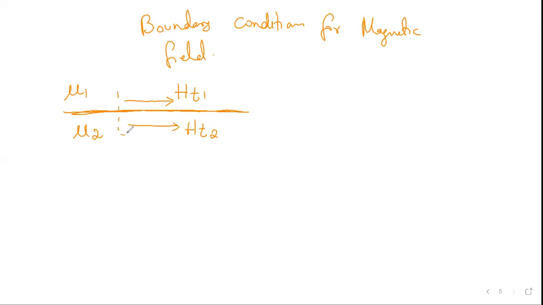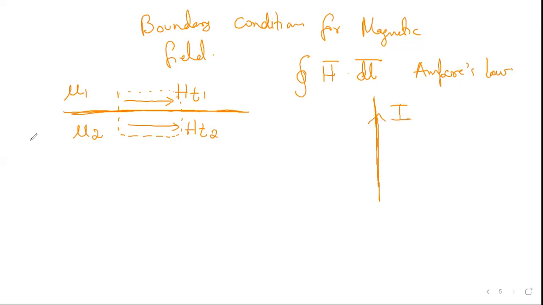Again, I am going to take a small loop. And what am I going to do? I'm going to do H dot dl. What is H dot dl? This is Ampere's law. Means if I have a current carrying conductor, I have a magnetic field around. So this is the magnetic field around.